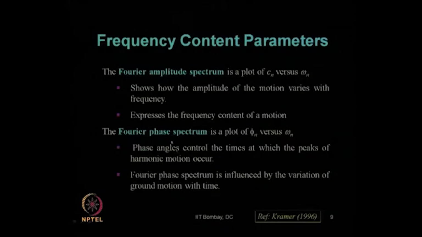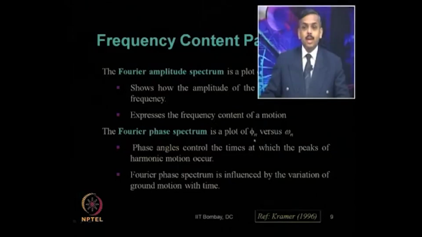Now, the Fourier phase spectra. So, this is the amplitude spectra, and another is the Fourier phase spectrum. The Fourier phase spectrum is nothing but a plot with phi n on the y axis versus omega n on the x axis. That is your phase angle in the nth cycle of the earthquake, whatever phase you are getting, plotted with respect to the frequency of the earthquake, omega n.